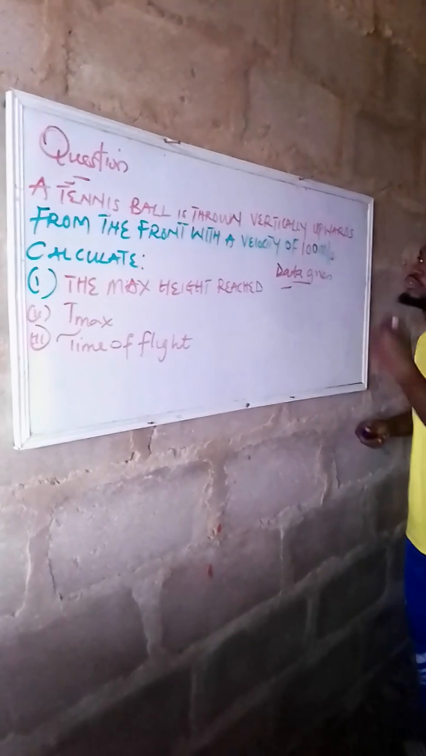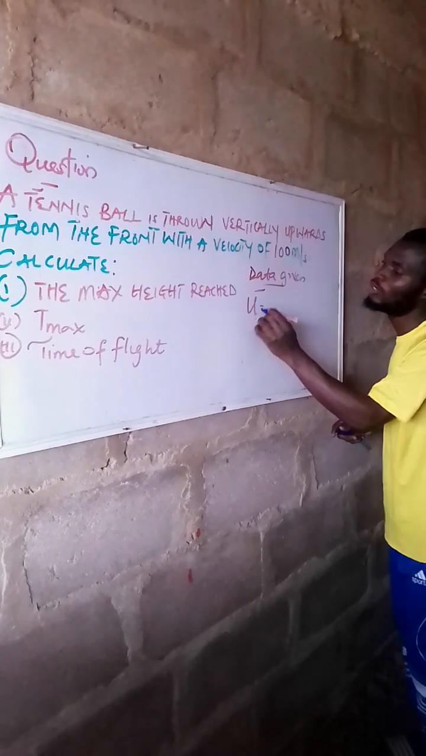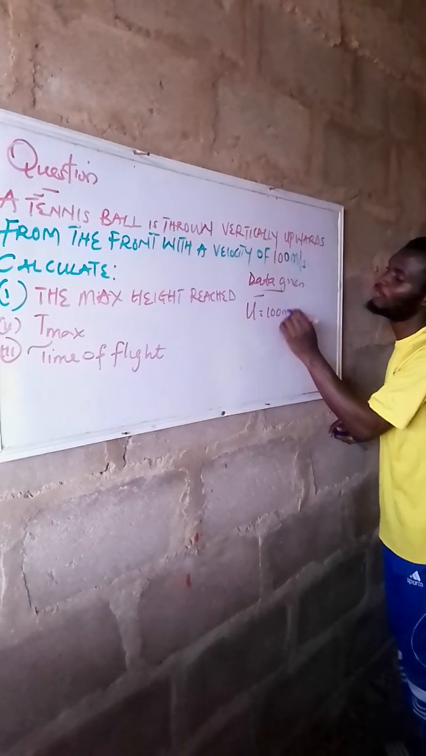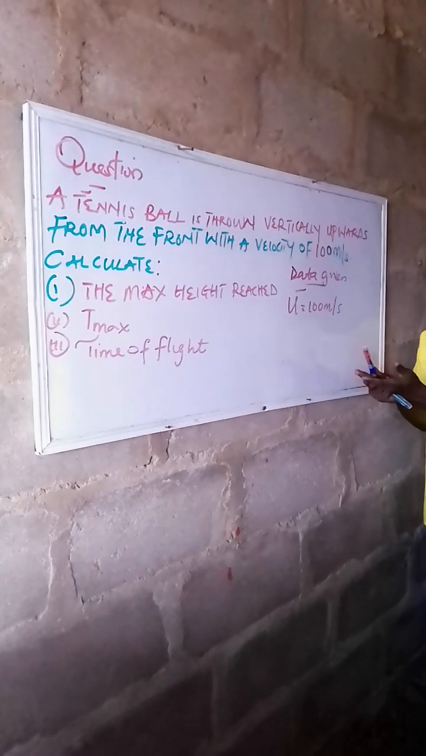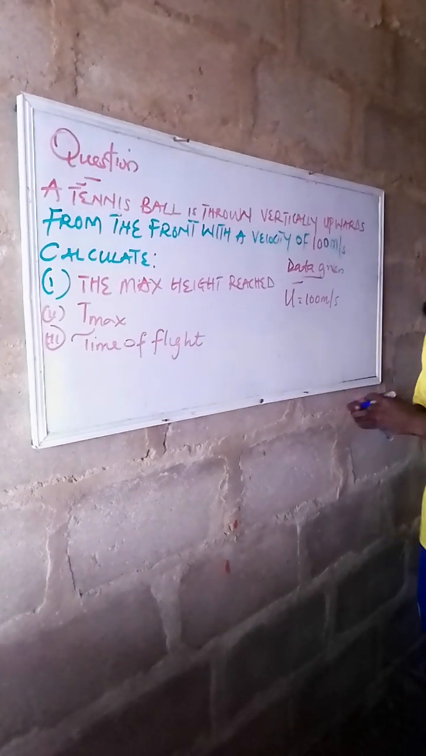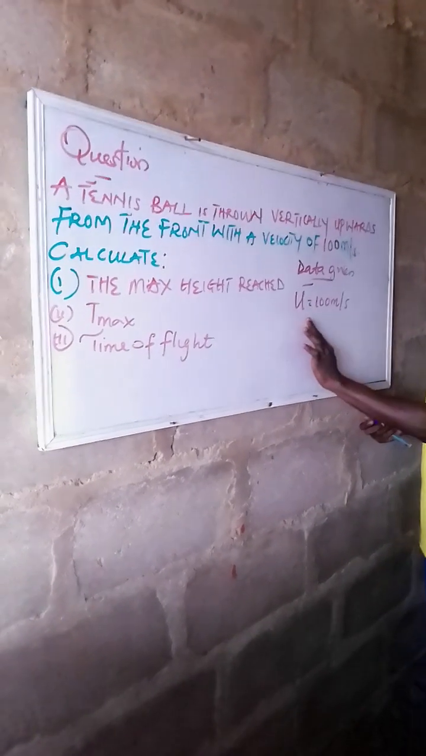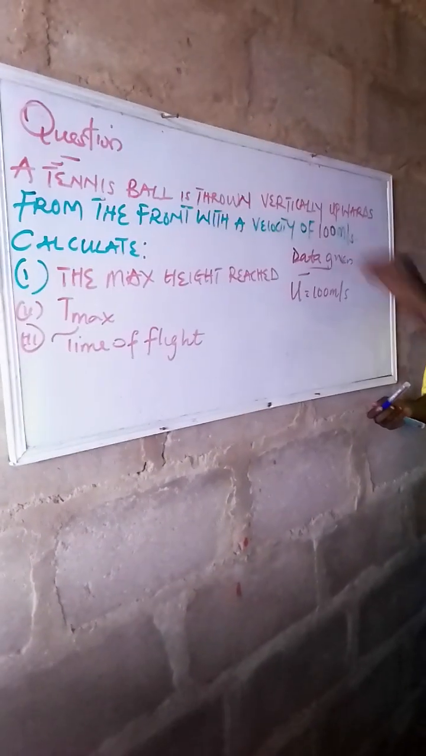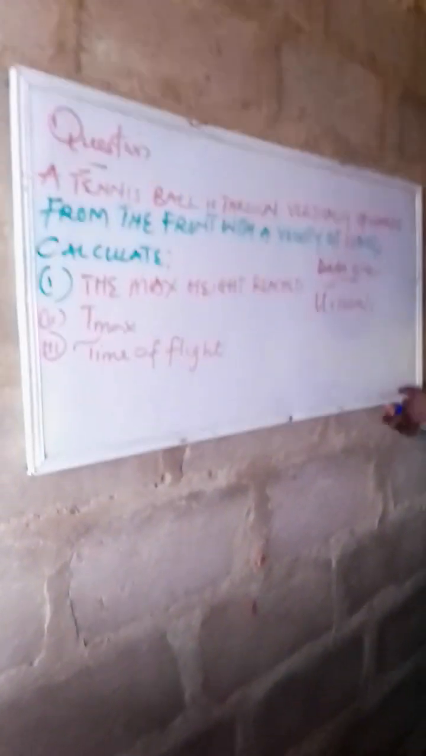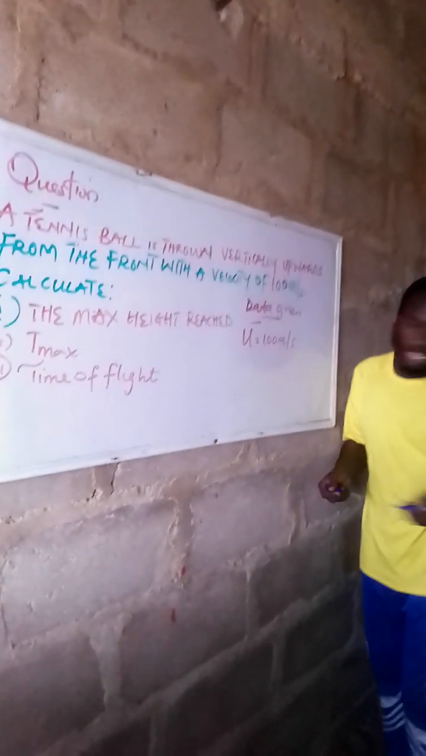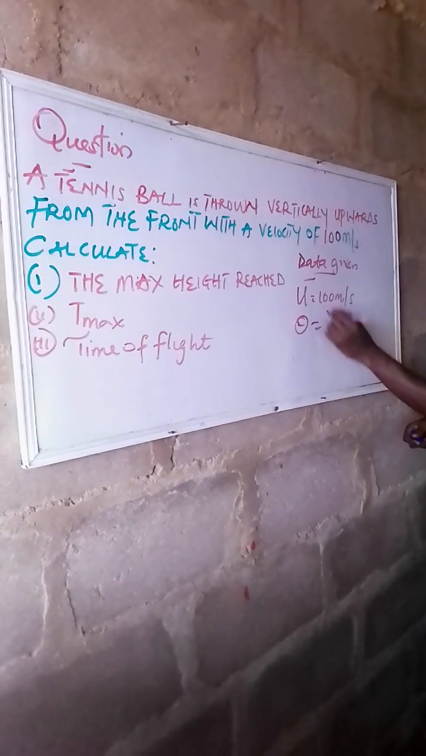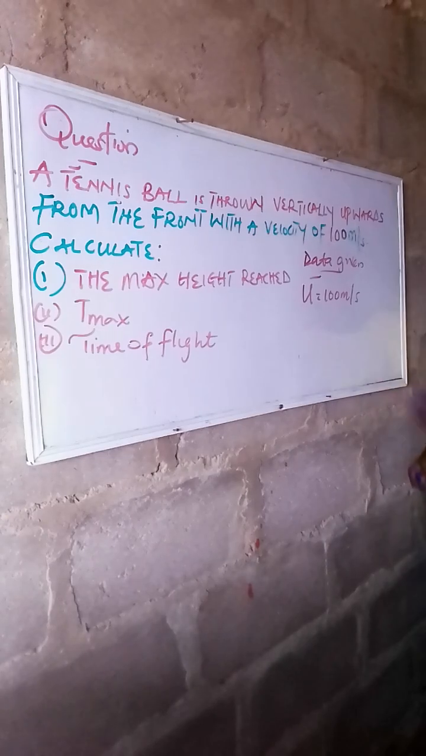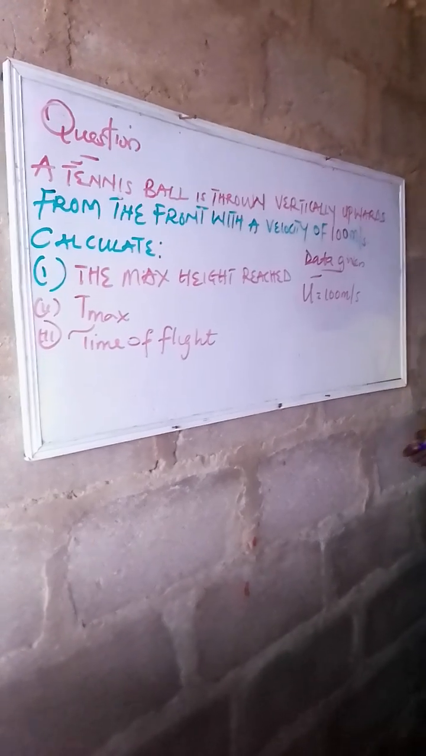So try and know how to interpret the question. So u will be what? 100 meters per second. These are the only parameters that we are given. But always remember that if you are given only one parameter, there are more parameters. Are we having an angle in this question, which is theta? No. You don't need to put theta there. Are we together?